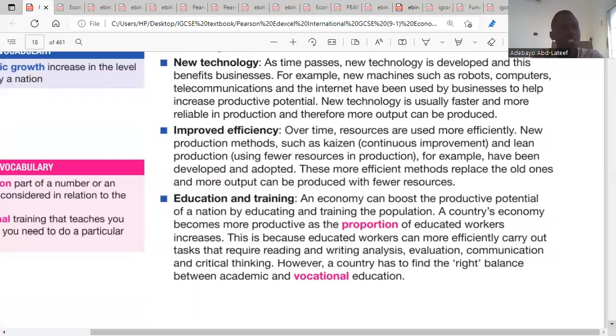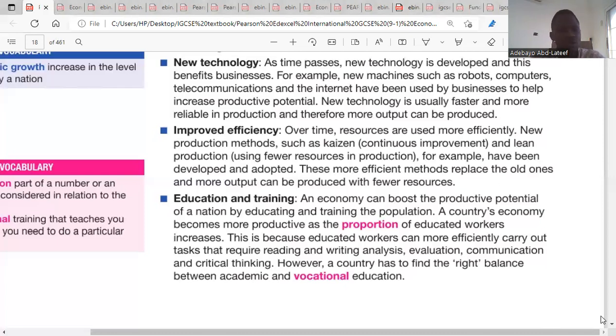What they are talking about with efficiency is that you are able to do it well. With efficiency, what happens? You'll be able to produce as and when due. So businesses try to adopt new methods of production, like lean production, using fewer resources to make production. That is lean, or continuous improvement in your products. So these are ways in which a business would be able to increase its output. Do you understand the second one here?